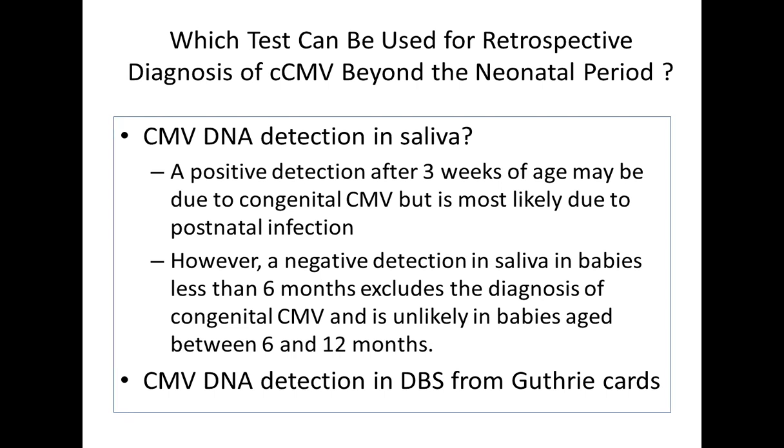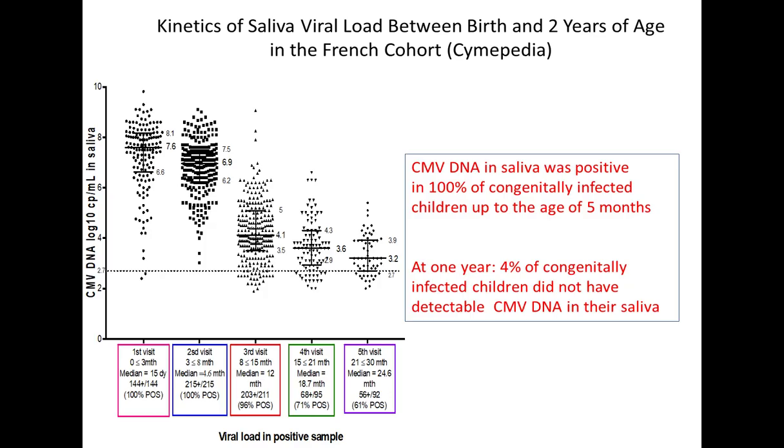Now, which tests can be used for retrospective diagnosis of congenital CMV beyond the neonatal period? Can we detect CMV DNA in saliva? A positive detection after 3 weeks of age may be due to congenital CMV, but is most likely due to a postnatal infection. However, a negative detection in saliva in babies less than 6 months excludes the diagnosis of congenital CMV and is unlikely in babies aged between 6 and 12 months.